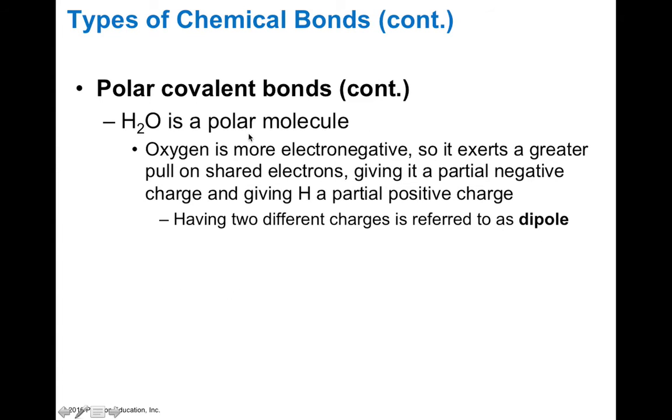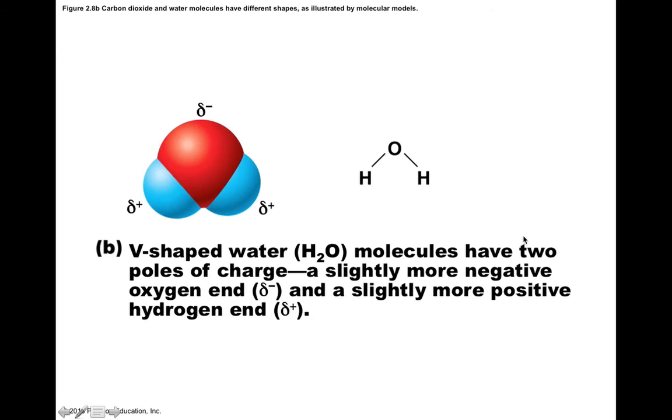Water is an example of a polar molecule. Oxygen is a very electronegative type of atom. It exerts a greater pull on electrons than hydrogen, and so what this ends up with is a dipole. A dipole is essentially where we have charges at opposite ends. So we see here we have oxygen, hydrogen, hydrogen, or H2O.